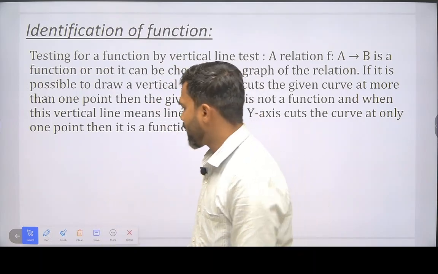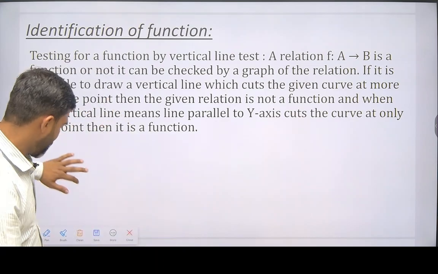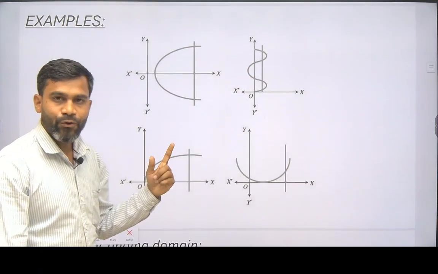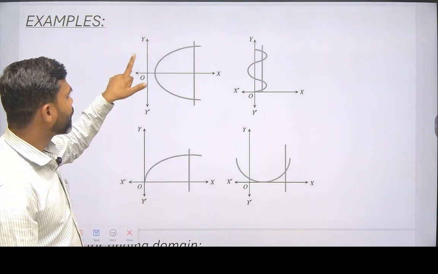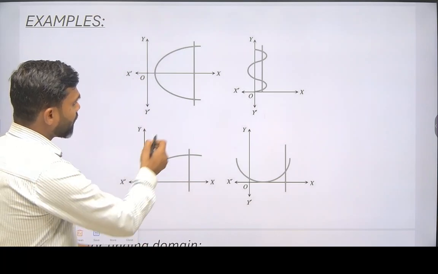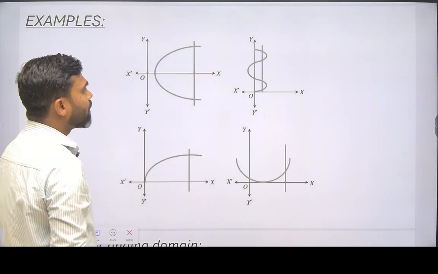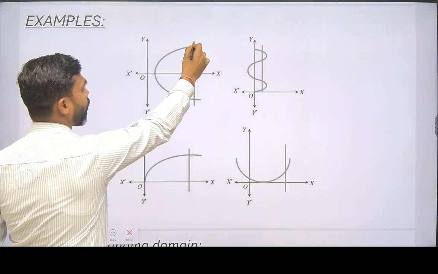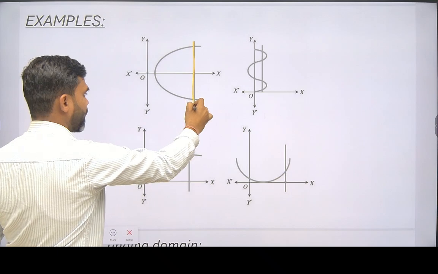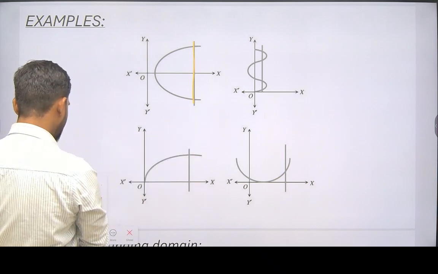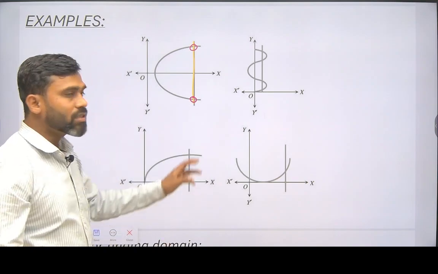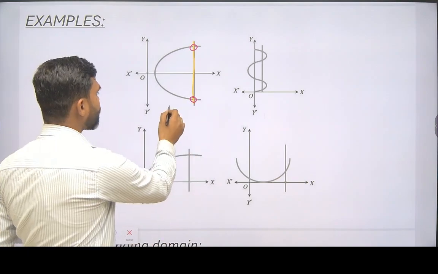Let me take some examples. See, if you take the first example, here this is the graph, right? Now what we have done, we have drawn a vertical line. Right? And you can clearly see it cuts the graph twice. So it means it is not a function.